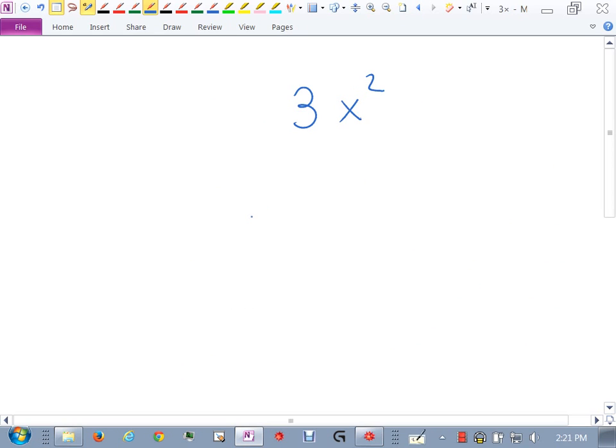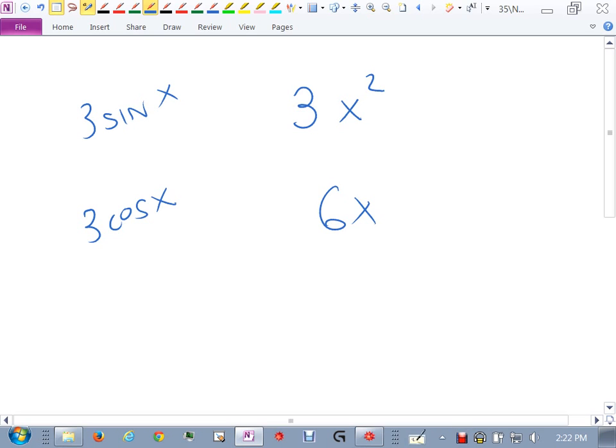3x squared. Derivative of that is 6x, right? You leave the 3 alone. You bring the 2 out front, and it becomes 3 times 2 is 6. But the 3 just comes along with us. Derivative of 3 sine x is 3 cosine x. What happened to the 3? It just came along. Right?